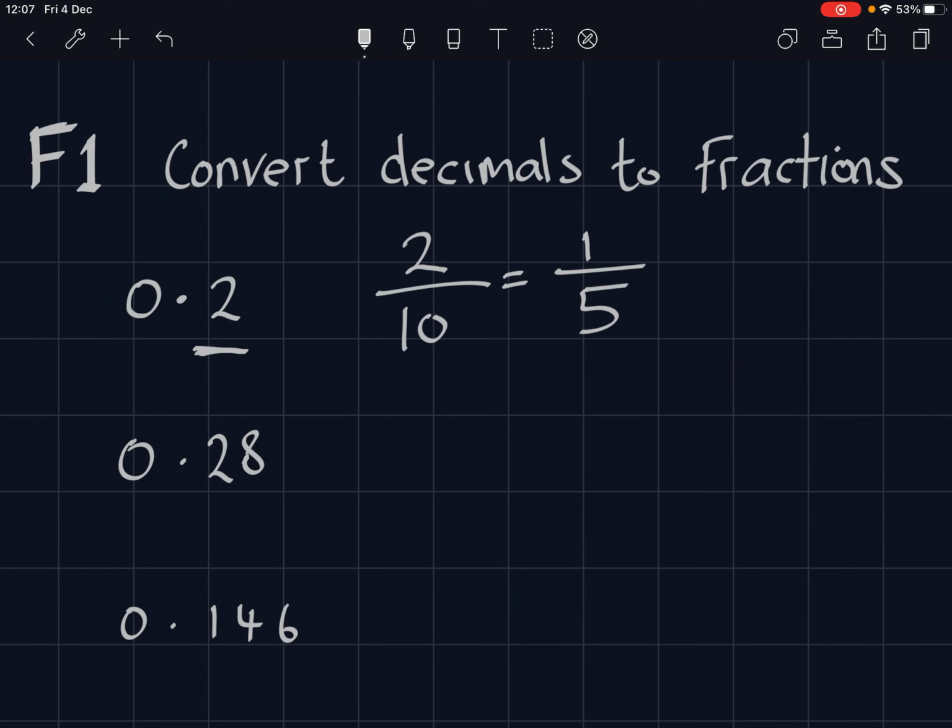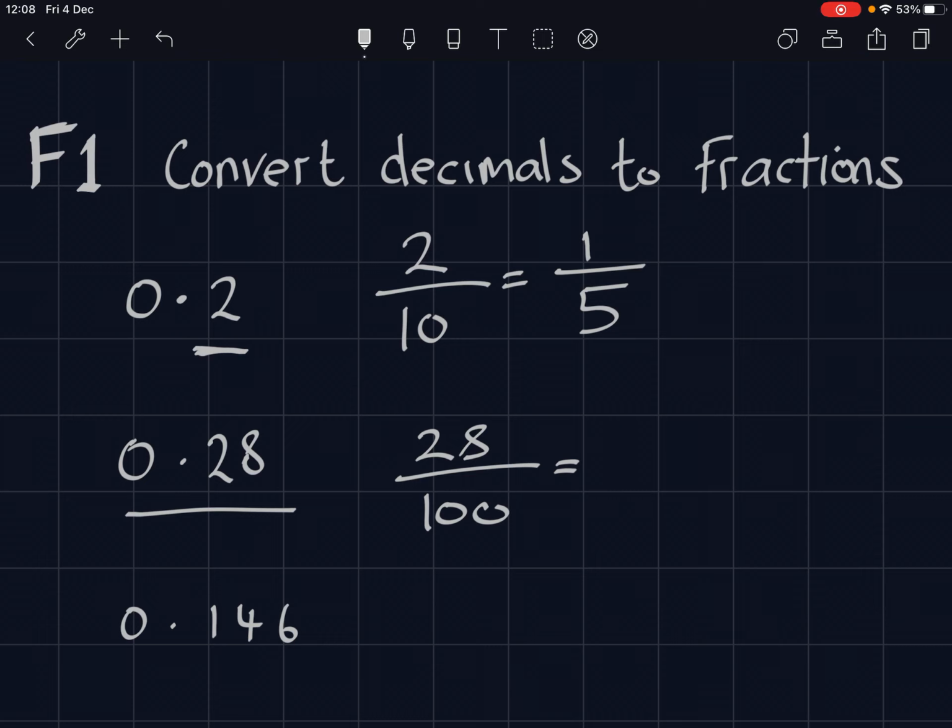Let's have a look at the second example, 0.28. So you'll notice it has 2 decimal places, and therefore if we times the number by 100, it would become 28. And to make it back into 0.28, we'd have to divide it by 100. So 28 over 100. So to simplify this, the numerator, denominator, is there a common factor?